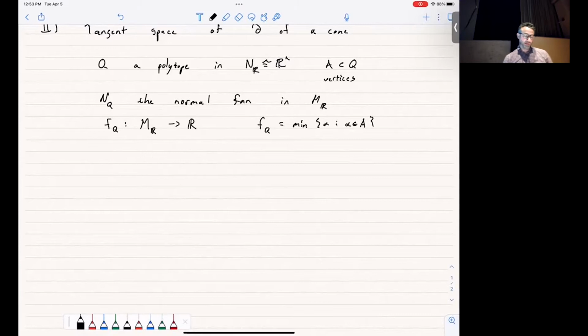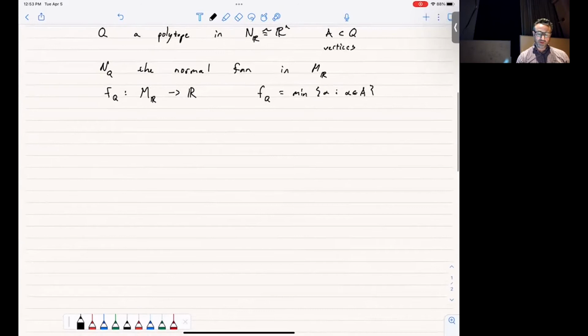And this gives us a fan. Well, this is a function. This is a piecewise linear function that's supported on a fan. Finally, I'm going to look at the graph. I'll call it Y sub Q, which will equal the graph of FQ. And this is just in MR.